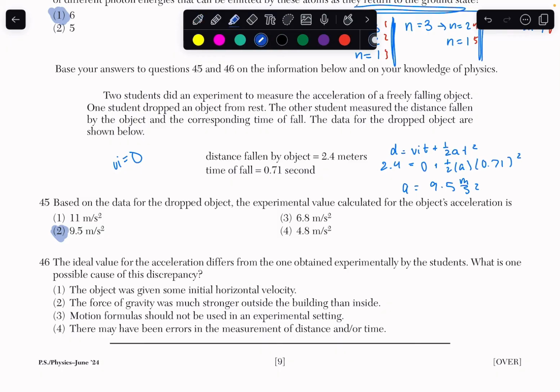46. The ideal value for the acceleration differs from the one obtained experimentally by the students. What is one possible cause of this discrepancy? So, the experimental value and the ideal value are slightly off, and if you've ever done a physics lab experiment, you should know that's mainly due to human error. So the choice here is going to be 4.